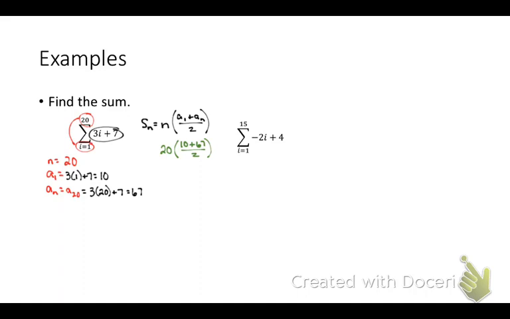You can, like in this case, since you have 20 terms, if you want to simplify the 20 and the 2 and turn this into a 10, I have no issue in that. You're going to get the same answer if you would have taken 20 times 77 divided by 2. You're still going to get 770. Okay, as far as my answer.